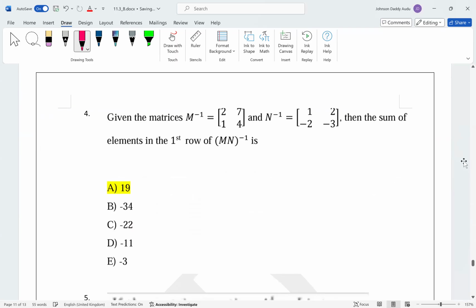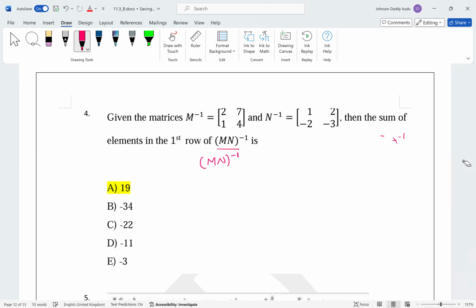Question 1 is saying, given the matrices M inverse and N inverse, you want to find the sum of the elements in the first row. Here, we will use the property of inverse. Remember, in one of the properties we said the inverse of AB is the same thing as B inverse times A inverse. So that is what we want to use here.